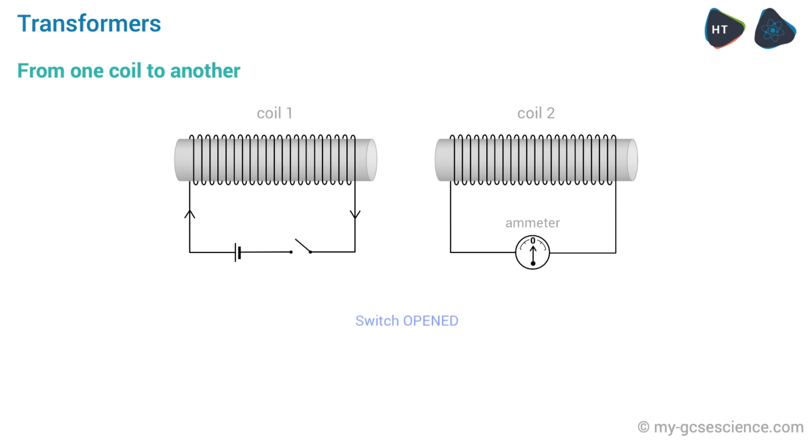When the switch is opened again, current no longer flows through coil 1. This causes the magnetic flux through coil 2 to change again, decreasing to zero. While this magnetic flux is changing, current is again induced in coil 2, but in the opposite direction this time. When the magnetic field through the coil falls to zero and stops changing, the induced current stops flowing and the ammeter reading returns to zero.